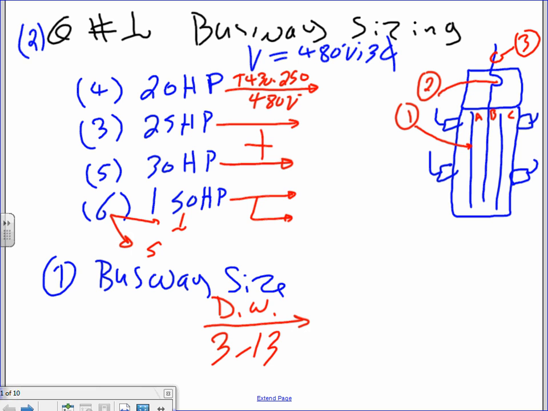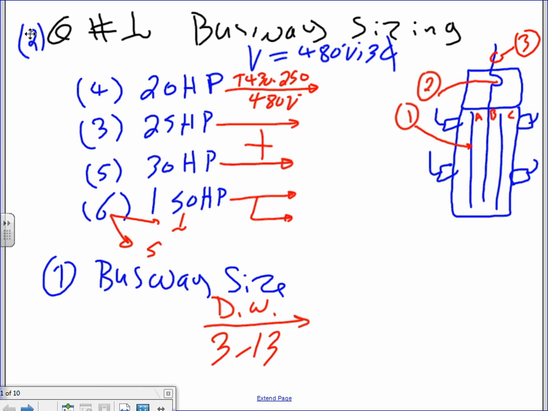One will be 208 and the other one will be 480. Same calculation. I just want you to do the 2 voltages. So I'm only showing you an example of one because the rest is going to be the same. This is not the first time you guys have seen this. We've done busway before.